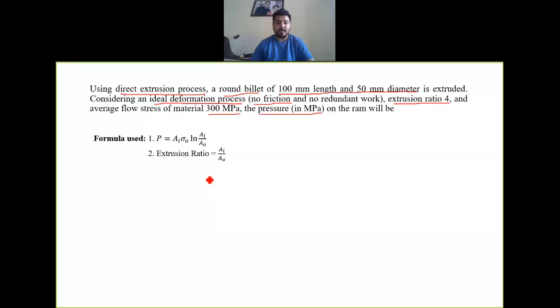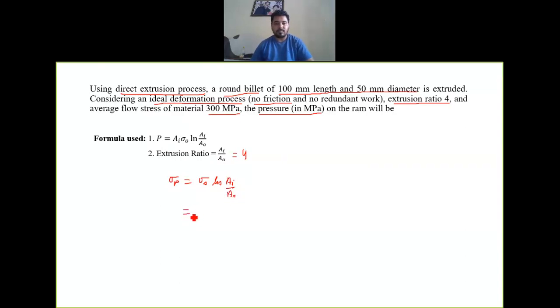The pressure will be the force upon the initial area. So first we have to calculate the extrusion ratio. The extrusion ratio given here is 4. So AI upon AO will be 4. Then for calculating the pressure, sigma P is equal to sigma naught ln AI upon AO.